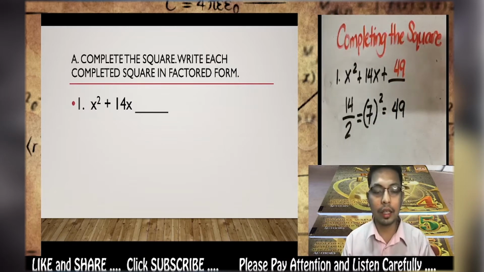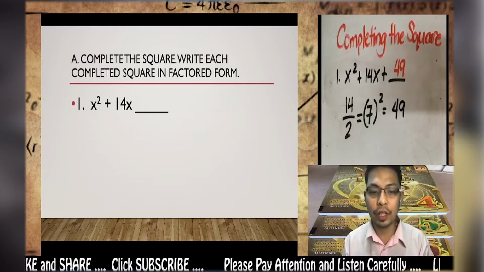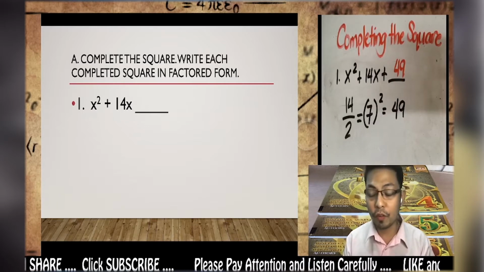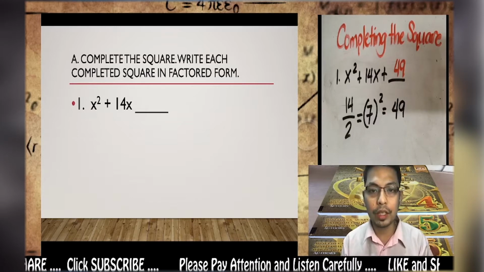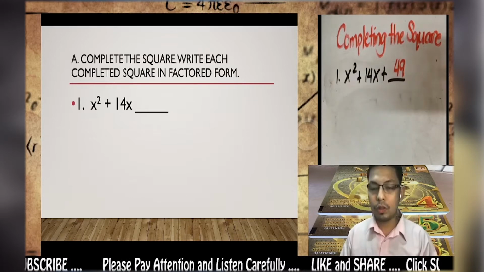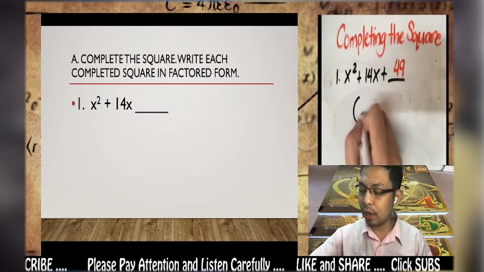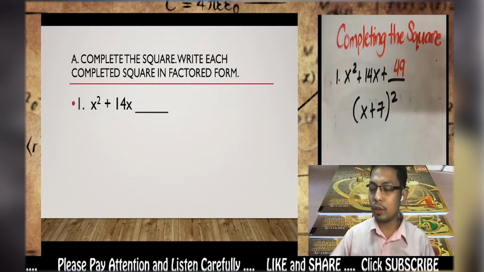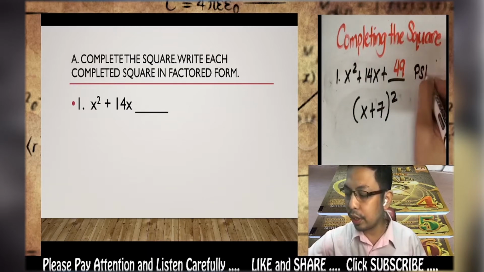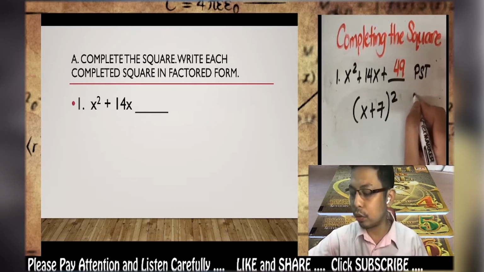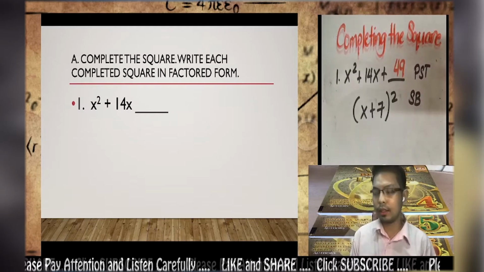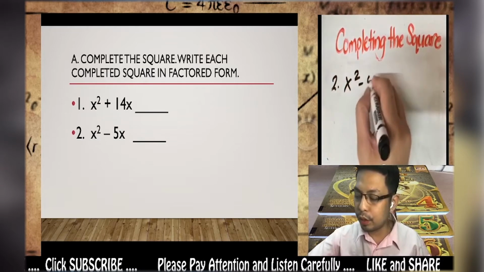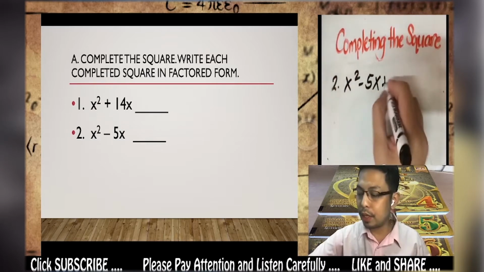So notice that in number 1, we have a perfect square trinomial, which is x squared plus 14x plus 49. How do we transform this into a square of binomial? Transforming this, we have the quantity x plus 7 squared. So this is now your perfect square trinomial transformed into a square of binomial. Number 2, we have x squared minus 5x plus blank.